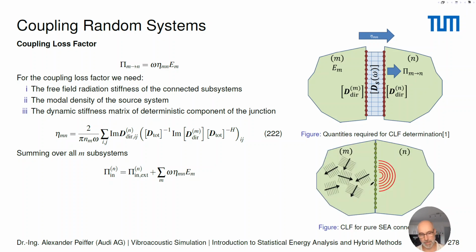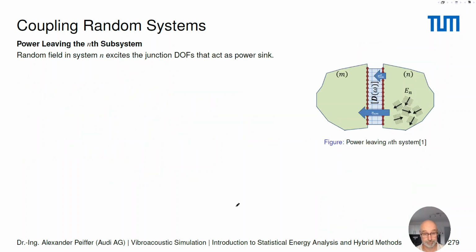Just one final remark: if there is no connecting subsystem in the middle, the total matrix just consists of the free field radiation stiffnesses, and the structural or deterministic matrix is just missing. However, it just changes slightly the total matrix, but in global it's still valid. Good. So that was the description of all the power that was flowing from M to N.